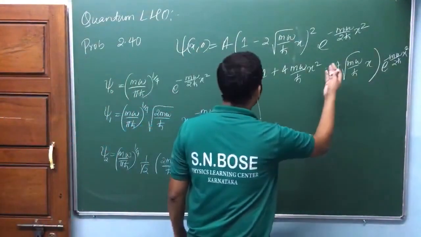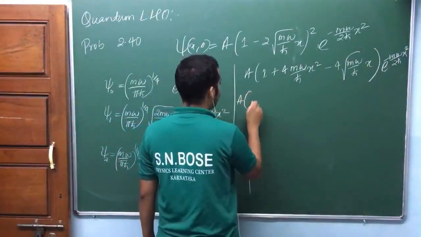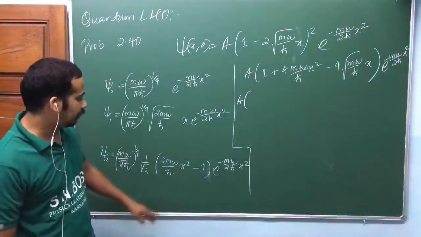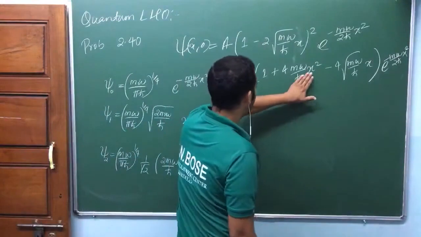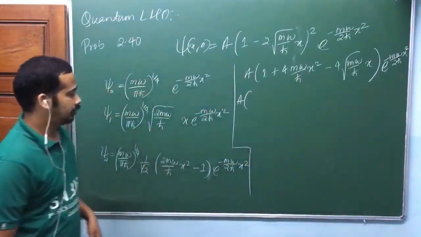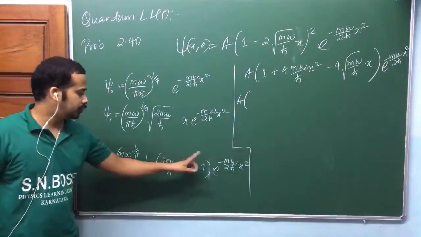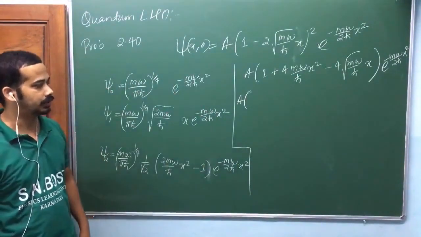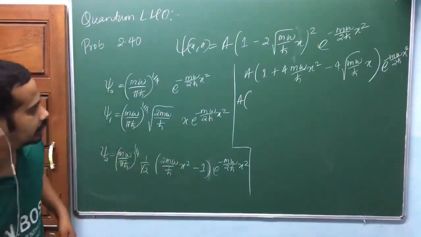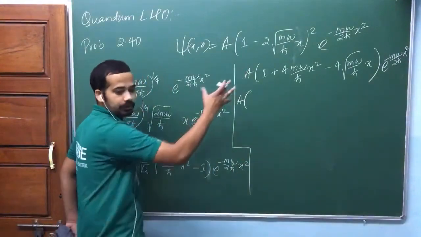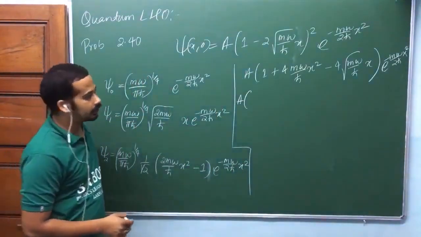I'll take that e power, that Gaussian term inside, okay? What will happen? What I need here is, look at here, along with Gaussian, I have x square term, okay? But I have 4m omega by h bar x square, okay? So let me multiply this one with 2. Again, I need the minus 1 term over there, isn't it? So I'll just add and subtract something. I'll manipulate this one so that I can fit this one there. Is that okay? That's what I'm feeling comfortable.